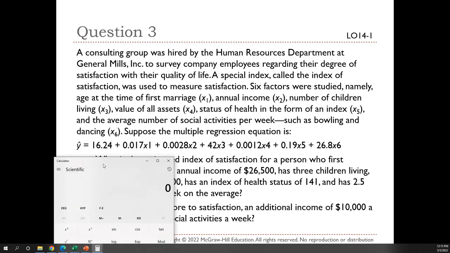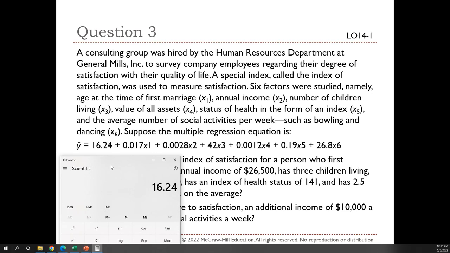That's all we really need. So we have 16.24 plus 0.017 times 18, since that was our marriage, plus 0.0028 times 26,500, 42 times 3, whereas 3 children, add 0.0012 times 156,000 plus 0.19 times 141, and last 26.8 times 2.5.